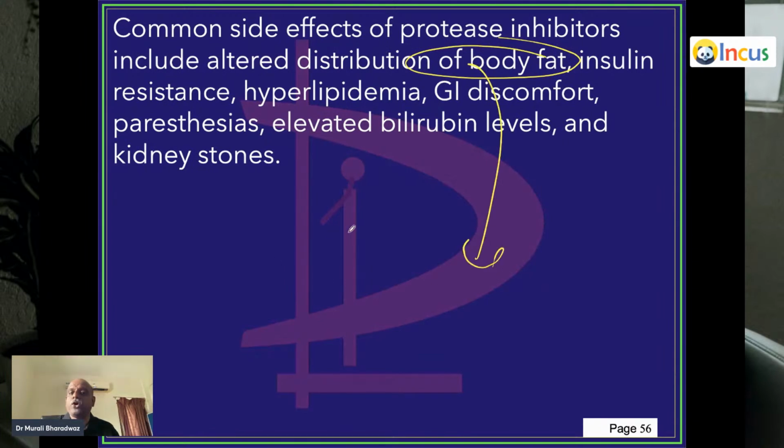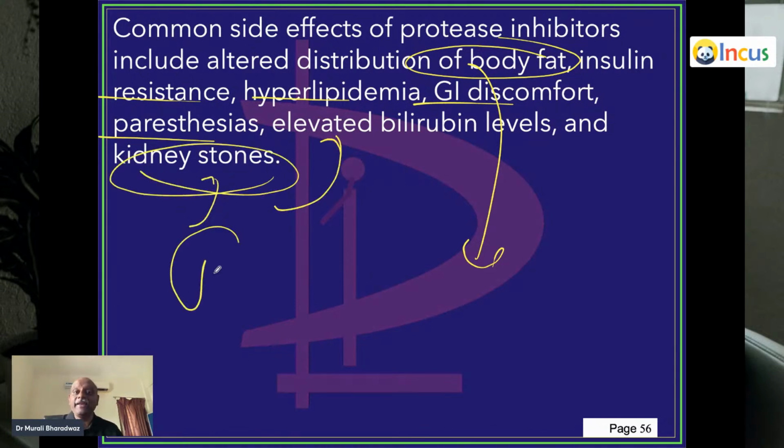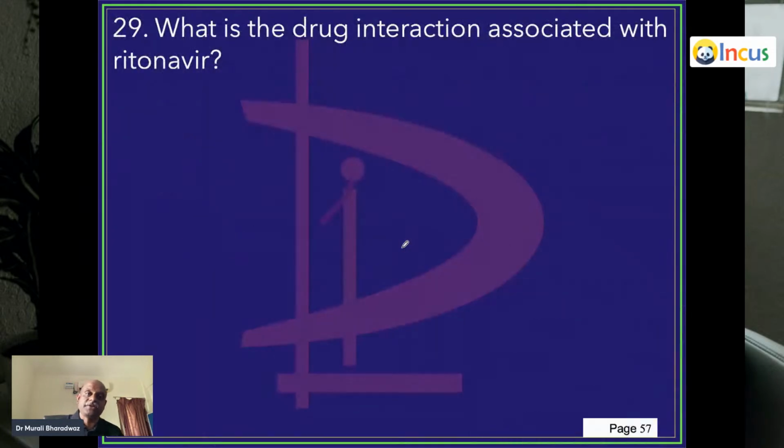Altered distribution of body fat. In the nape of the neck, the patient gets fat deposited. Insulin resistance, hyperlipidemia, GI discomfort, paresthesia, elevated bilirubin, kidney stones, renal stones. Please don't forget about protease inhibitors.